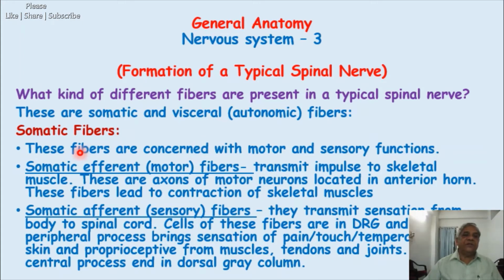Now, somatic fibers. These fibers are concerned with motor and sensory function. So, sensation from the skin and from inside, that is from the skeletal muscles, tendons, and joints.